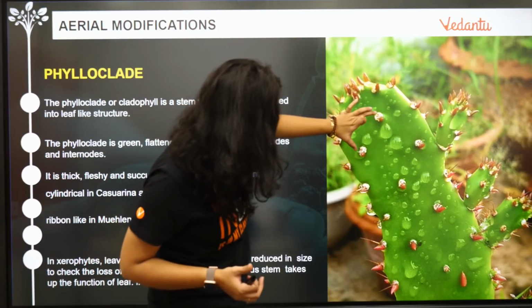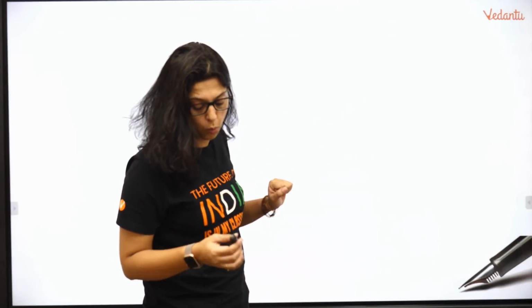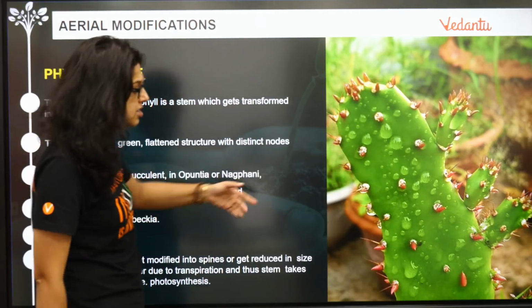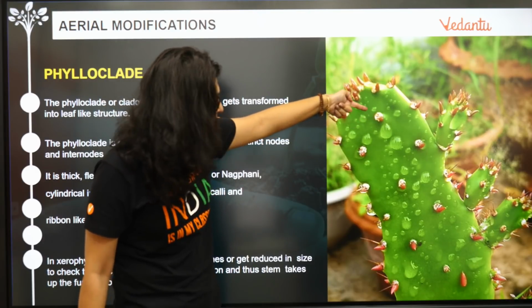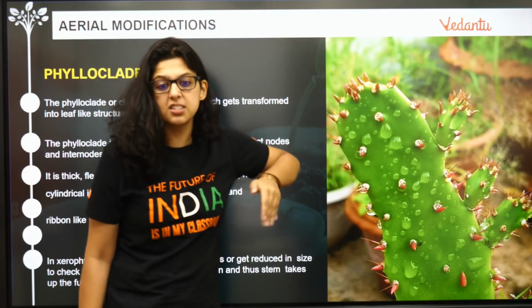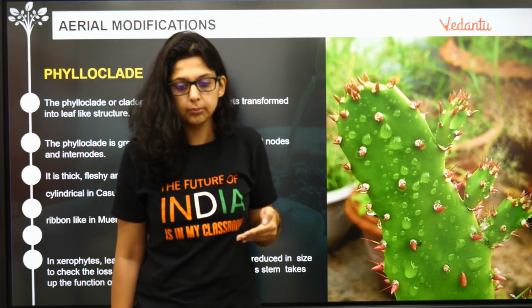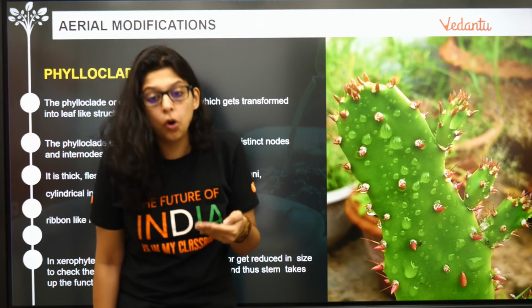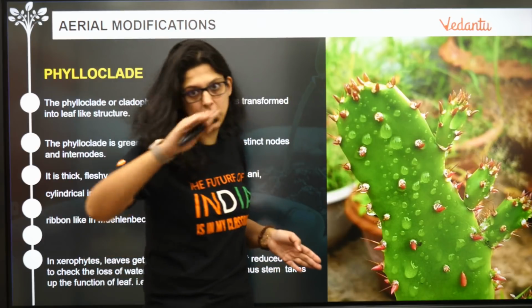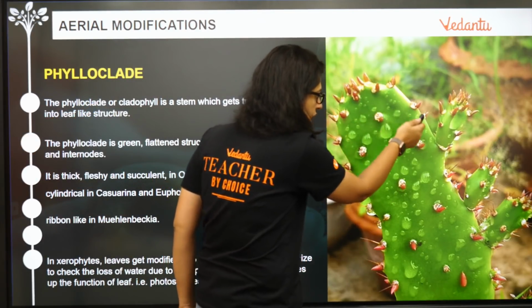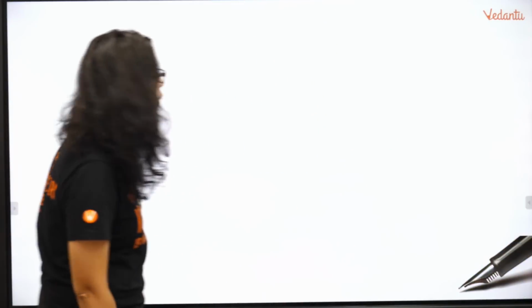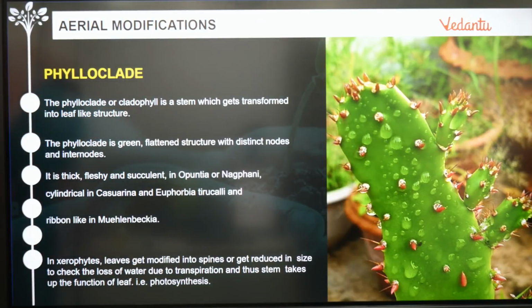अब ये दो thorn के बीच का distance क्या होगा? What is the distance between these two thorns? Come on everybody. इसके और इसके बीच का distance क्या होगा? Internode. खुशी is the first one to answer. Internode. तो ये एक नोड, दूसरा नोड, तीसरा नोड, चौथा नोड, they are all nodes. और बीच का distance होगा internode.